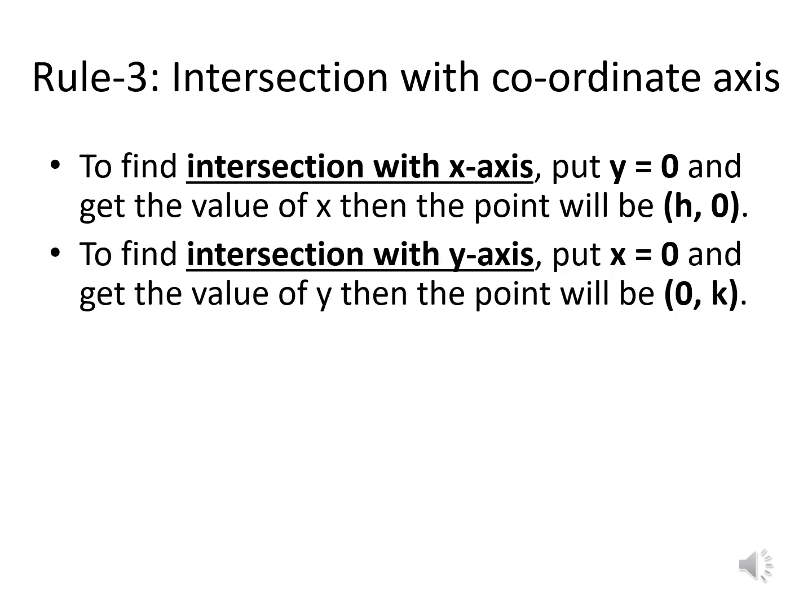Similarly, if you have to find the intersection with y-axis, the y-axis equation is x equal to 0. So you need to put x equal to 0 in your curve equation and get the value of y. If you get the y value as real and other than 0, let it be k, then the point will be 0 comma k.